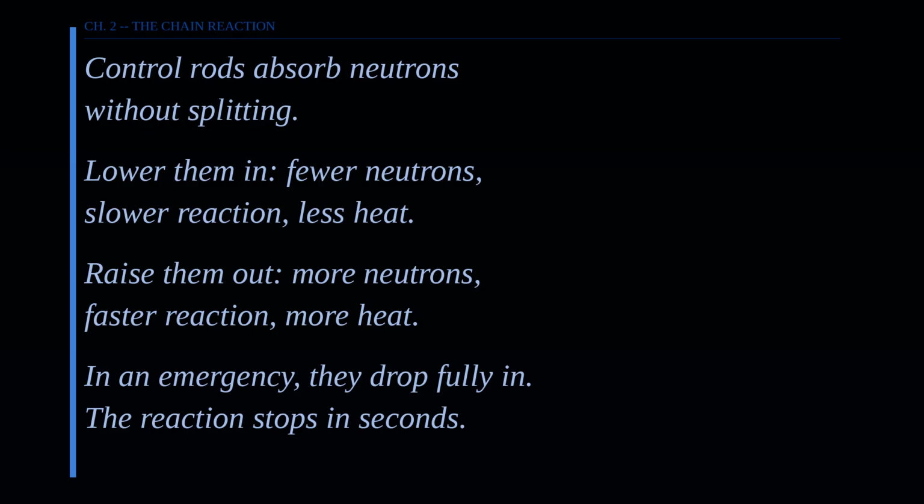In an emergency, if anything in the reactor behaves unexpectedly, the control rods fall fully into the core under gravity. This is passive safety. It requires no active intervention, no operator action, no electricity. Gravity pulls them in and the chain reaction stops within a few seconds. This emergency shutdown is called a scram.